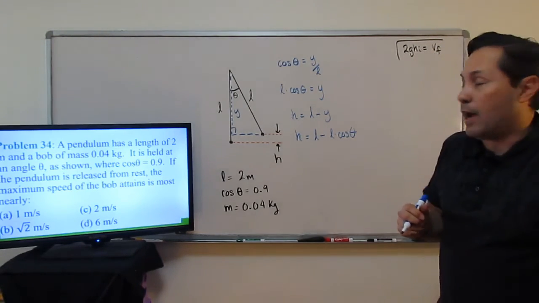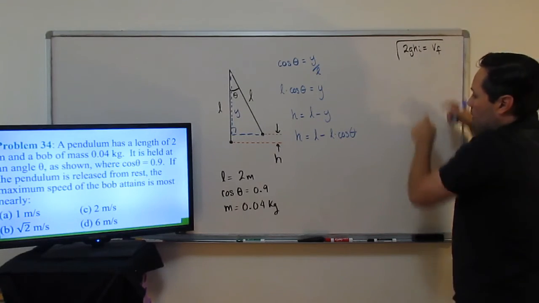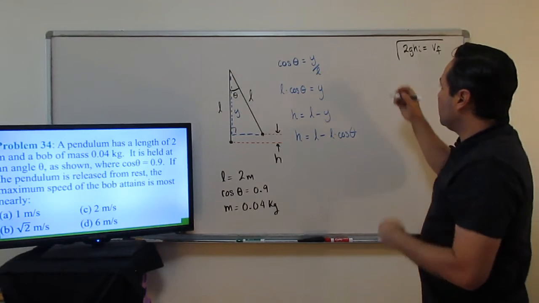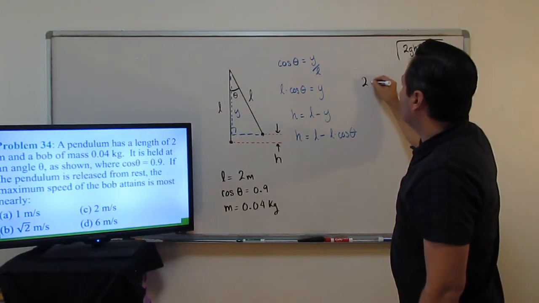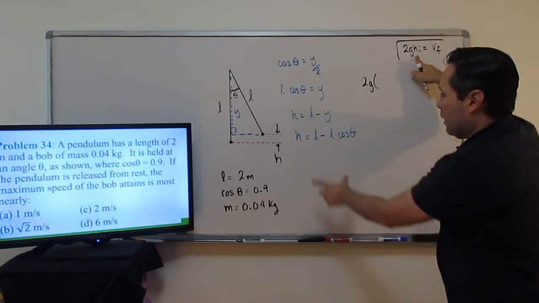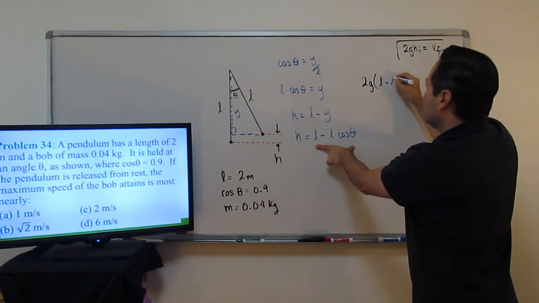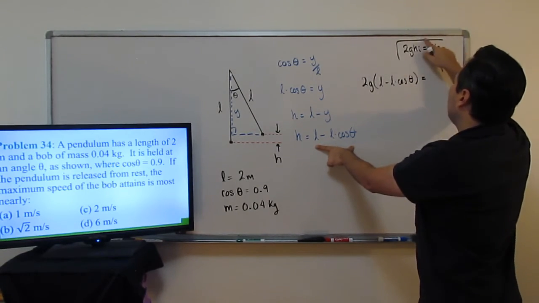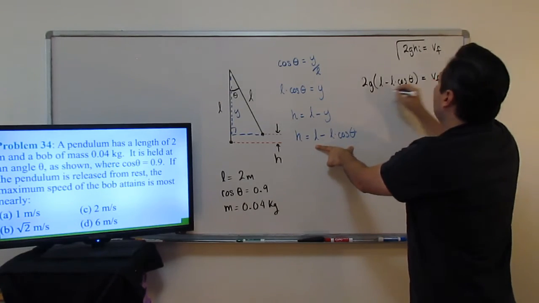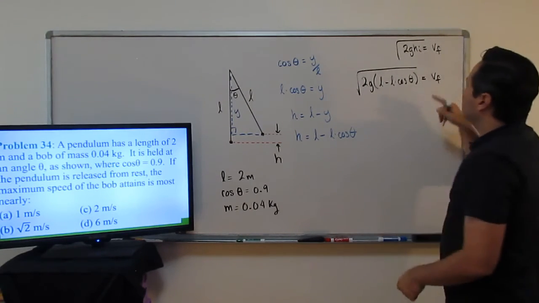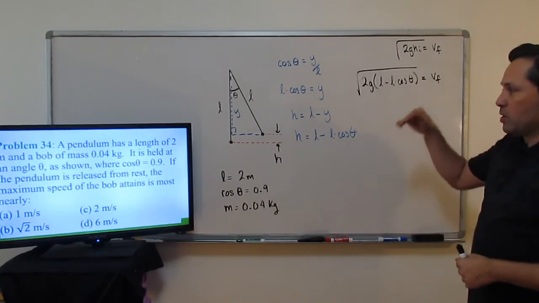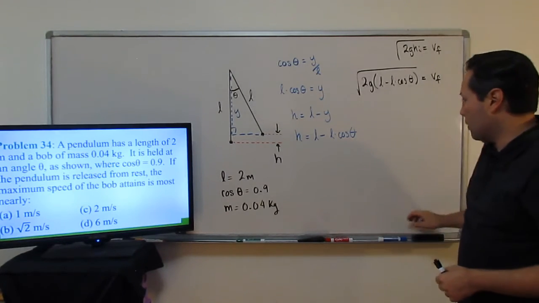So now that we have the height, we're going to plug it into this formula to get our final formula we're going to use to solve this problem. It will end up looking like this: 2g, and then for the height, we substitute L minus L times cosine theta. It's equal to velocity final, and this is all square rooted. So that is our formula to solve for the final velocity as the bob swings through the equilibrium point.